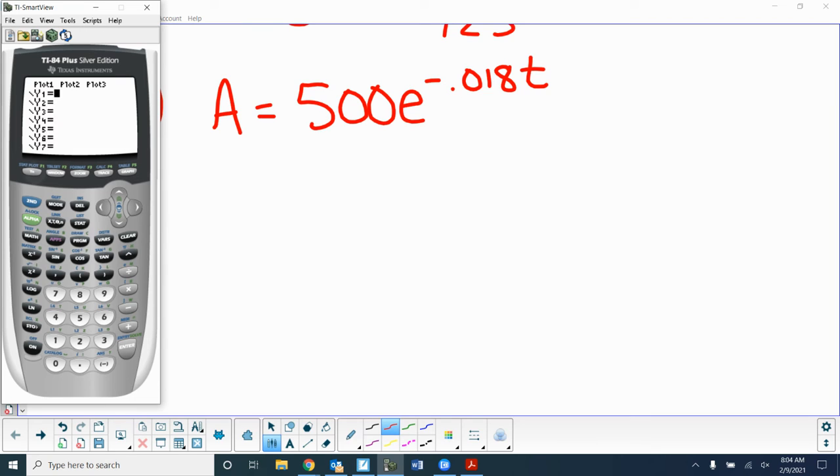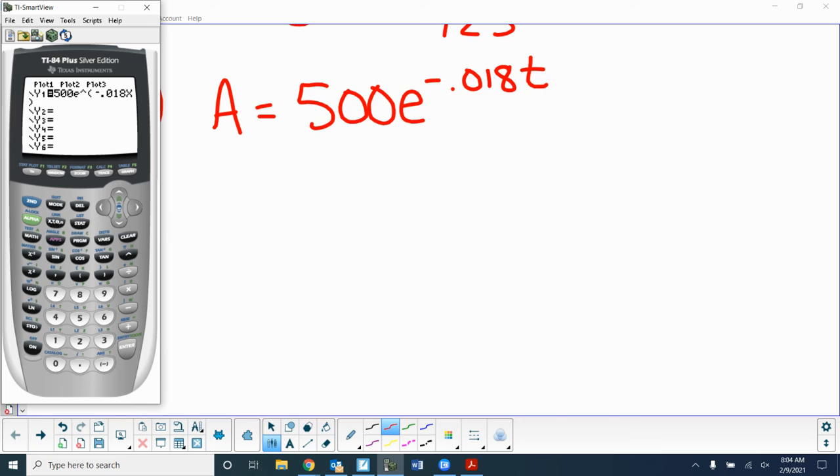All right, so we go to our y equals and then 500. Now to get this e to a power, you hit second natural log there, just left of the 4. That gives you e to the power, that e value. That's an irrational number called the natural exponential function. But it's a number like pi. It just goes on forever. All right? And then we put our negative 0.018. We don't have a t, we'll use x and close it off.